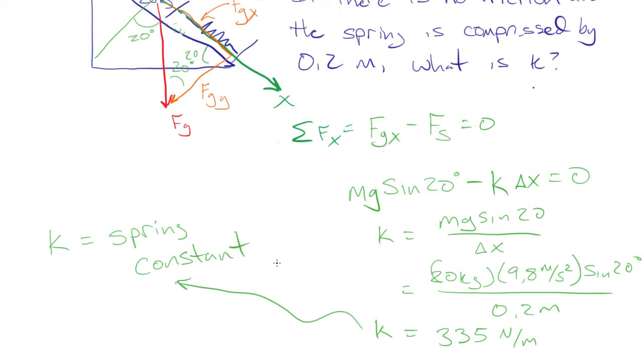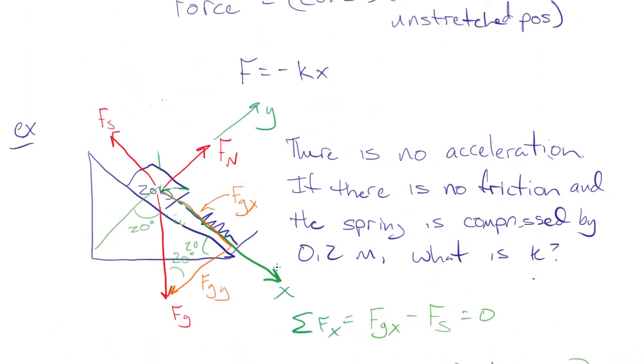And all that K tells you is basically how stiff the spring is. How hard is it to stretch the spring? Or in other words, for a given force, if you have a small K value, then your x distance has to be large. If you use another spring that has a very large K value, then your x has to be small. The x displacement will be small.